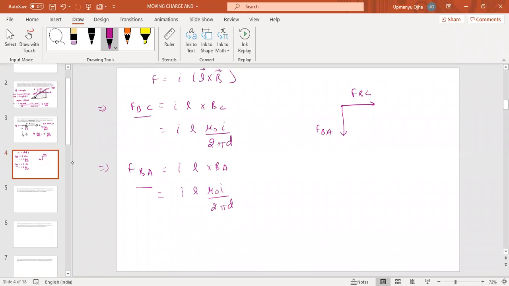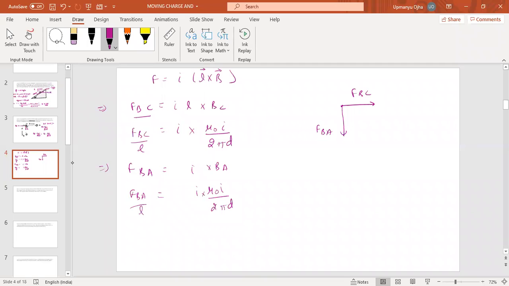Now we need to find the force per unit length. So what can we do? We can take L to the left hand side. So we get F BC by L equal to I into mu naught I by 2 pi d. And similarly, F BA by L is equal to I into mu naught I by 2 pi d.